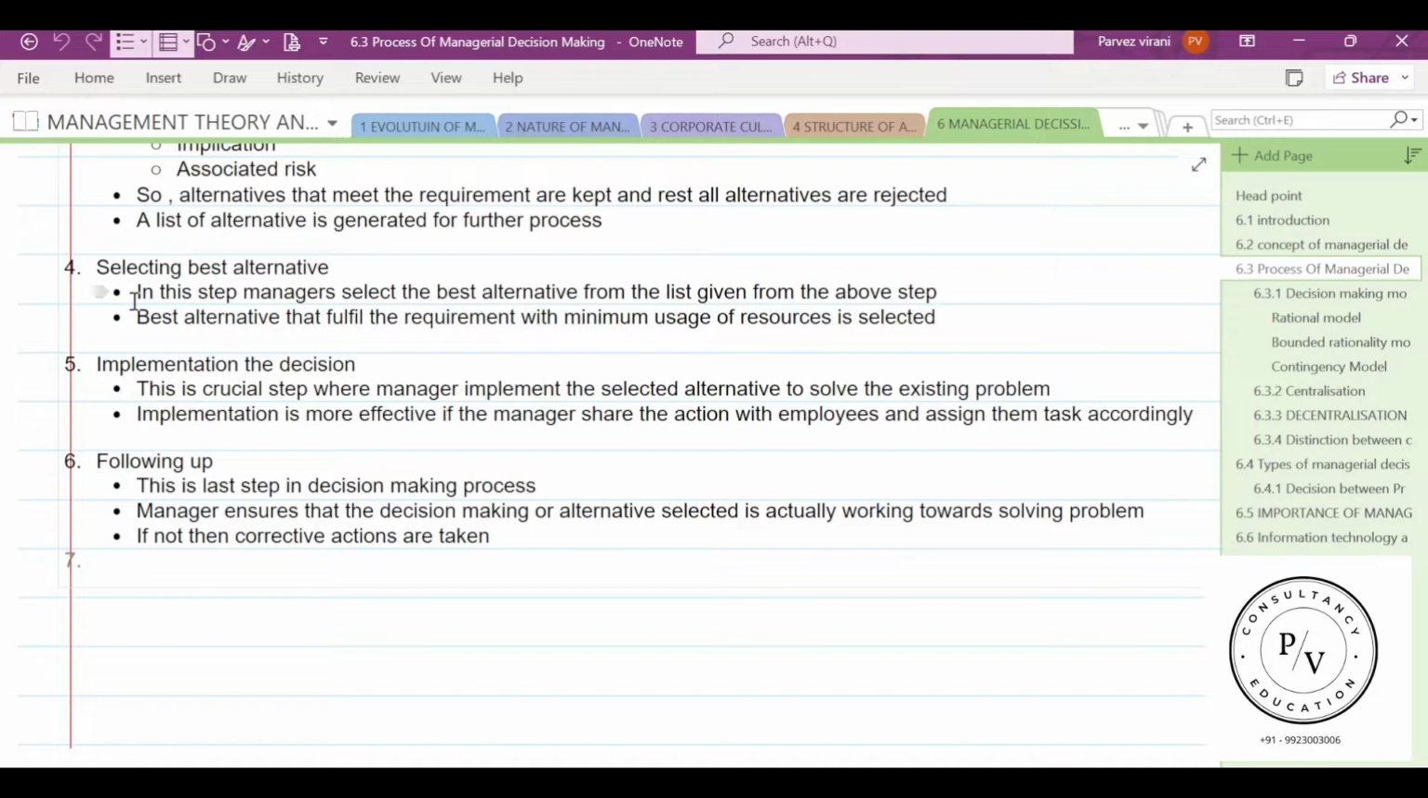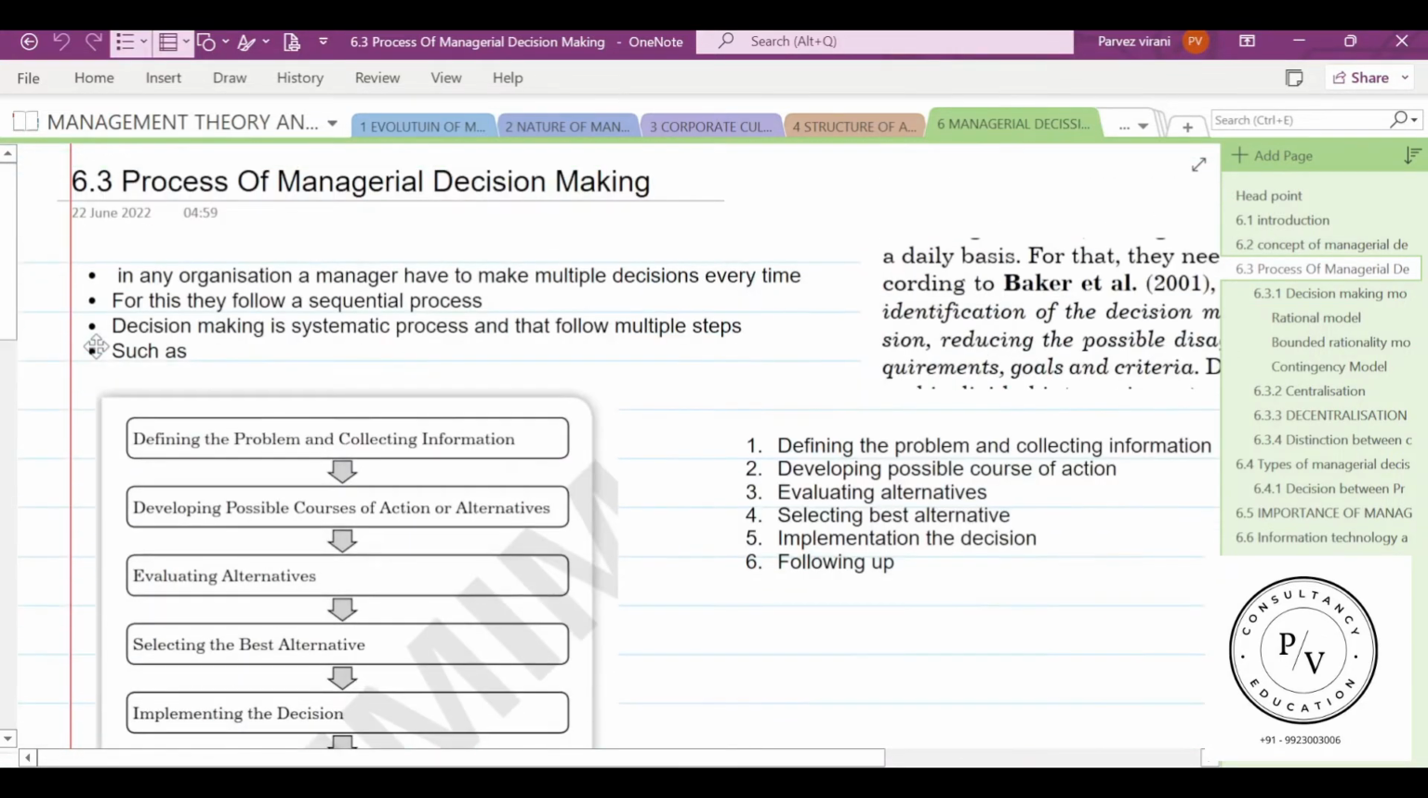Following up is the sixth point. It is the last step of decision making. The manager ensures that the selected decision alternative is actually working towards solving the problem. If not, then corrective actions are taken or the cycle is repeated. This is the process of managerial decision making.